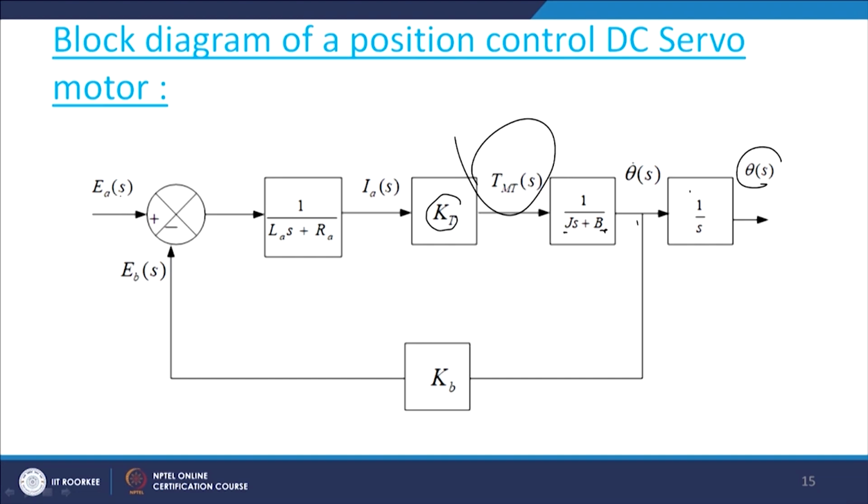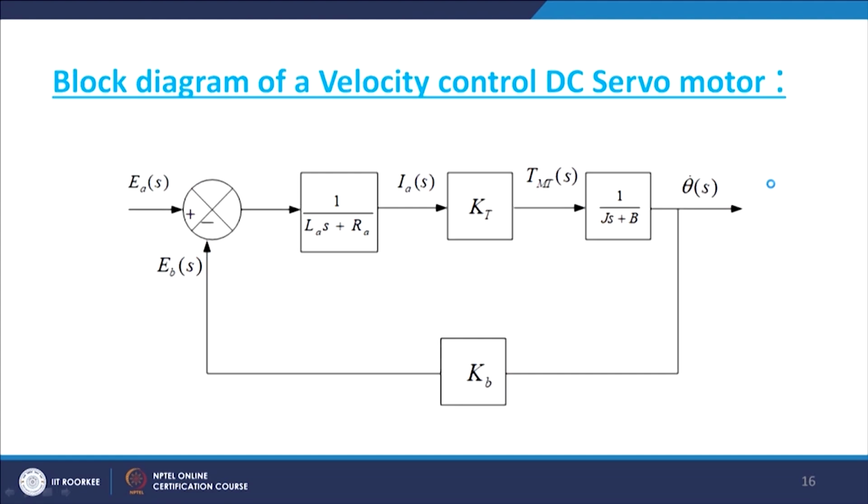So this Ea(S) input is opposed by the back EMF, and because of that current is flowing, which drives through this 1 by (LA S plus RA), then KT is the motor torque constant. So that means the motor torque is produced, and that has to drive the motor against 1 by (Js plus B). This is the velocity, and this is, we can say, the position. The block diagram of a velocity controlled DC servo motor is the same thing, but here we have theta dot s, same 1 by (LA S plus RA), KT, 1 by (Js plus B), and this is KB.